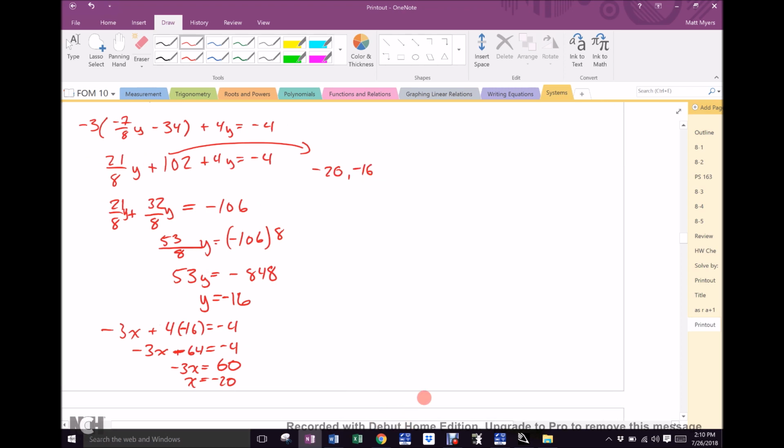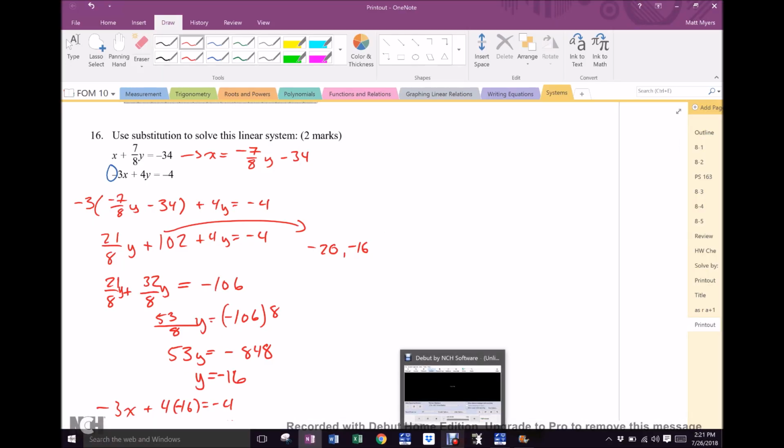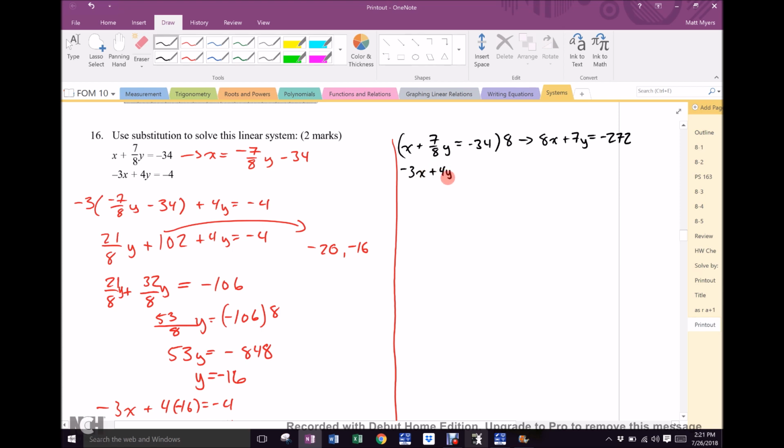Now, as I was saying, there's another way to do this without fractions. So I take my two equations, which was x plus 7/8 y equals negative 34, and I get rid of the fraction by multiplying by 8 to get me 8x plus 7y equals negative 272. Then I had negative 3x plus 4y equals negative 4.